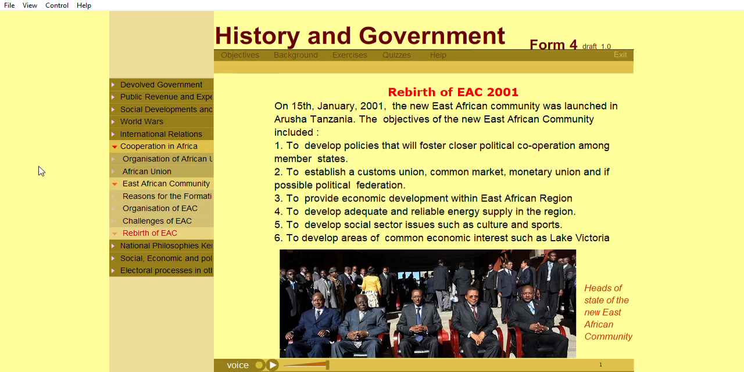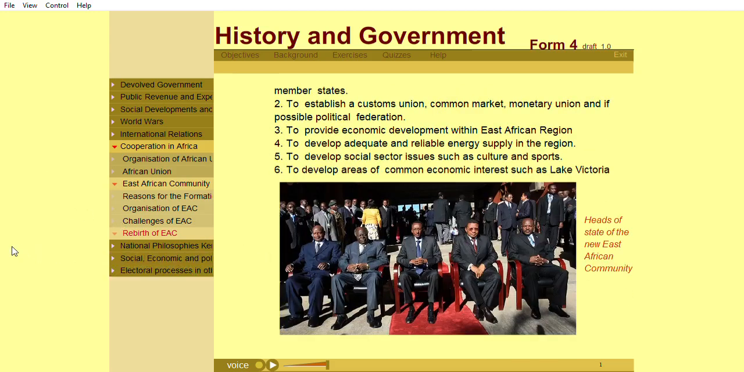On 15th January 2001, the new East African Community was launched in Arusha, Tanzania. The objectives of the new East African Community included to develop policies that will foster closer political cooperation among member states, to establish a customs union, common market, monetary union, and, if possible, political federation, to provide economic development within the East African region, to develop adequate and reliable energy supply in the region, to develop social sector issues such as culture and sports, and to develop areas of common economic interest such as Lake Victoria.